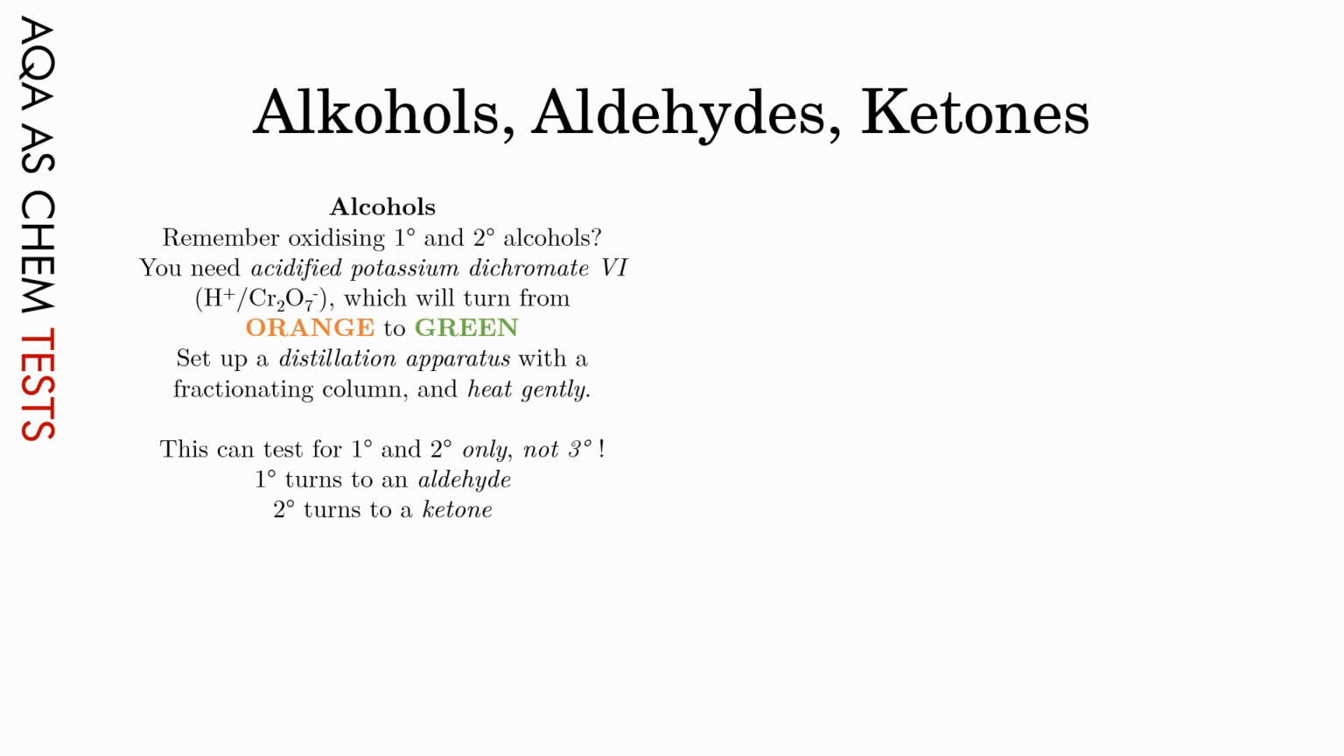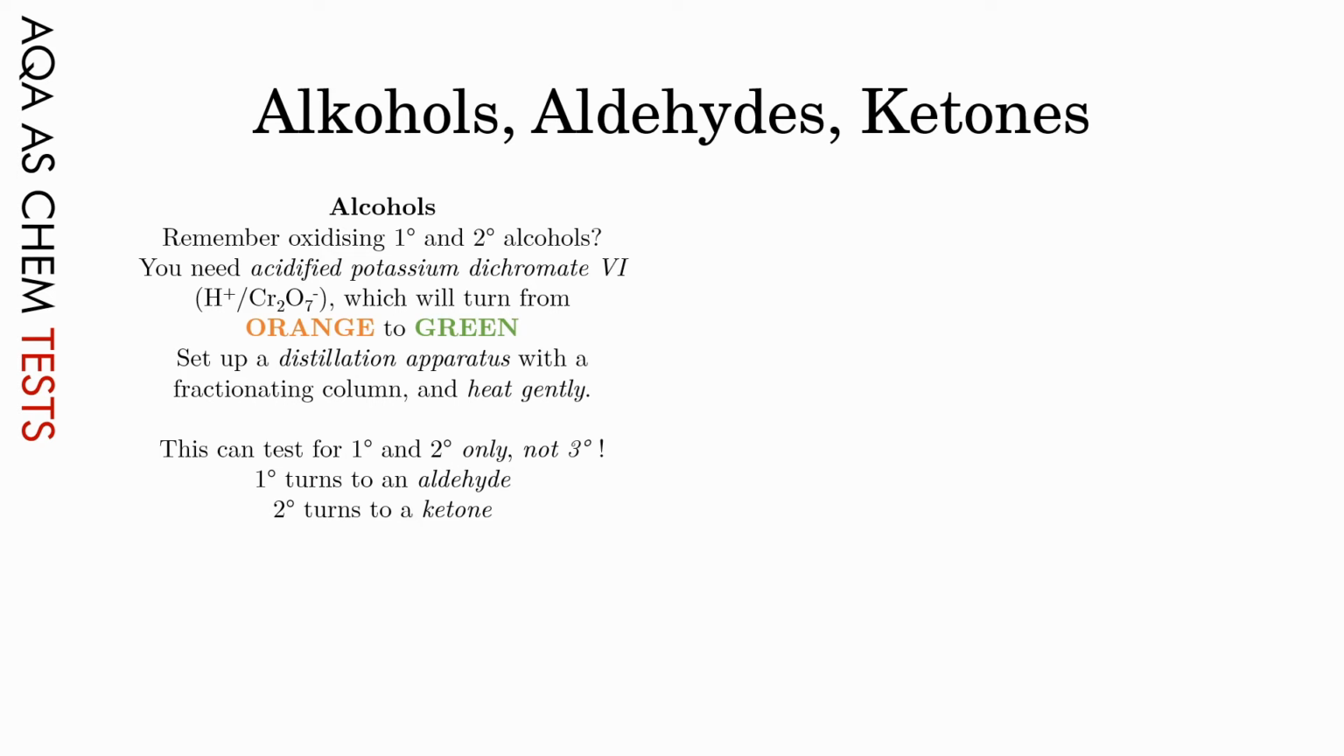Now, you may remember the oxidizing first and second order alcohols. This can be used for a test by using acidified potassium dichromate in a distillation apparatus with heat, gently. It'll turn orange to green, with first and second order only.